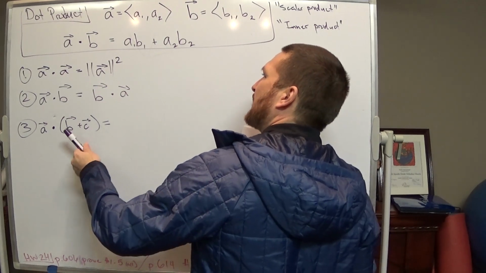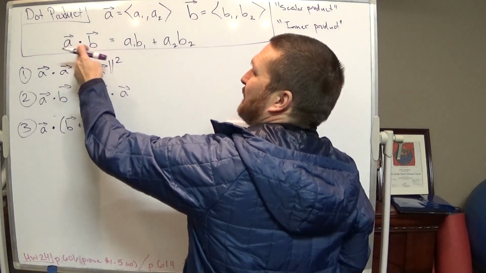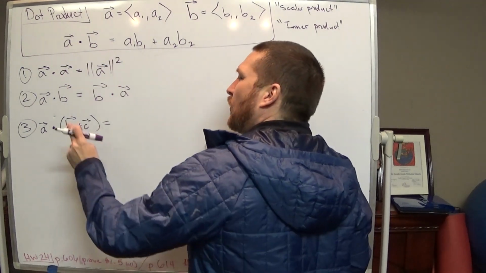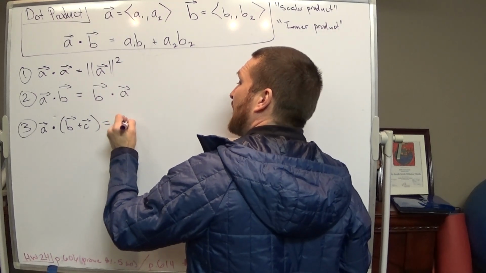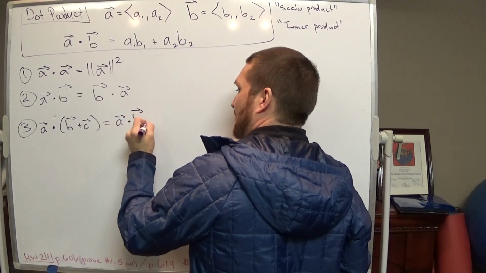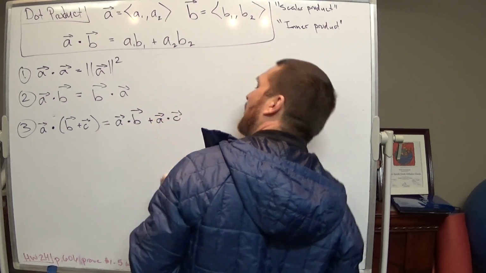If we call this thing a product, think about this as kind of like a multiplication. What do you expect? Oh, AB plus AC. How about A dot B? Yeah, A dot B plus A dot C.